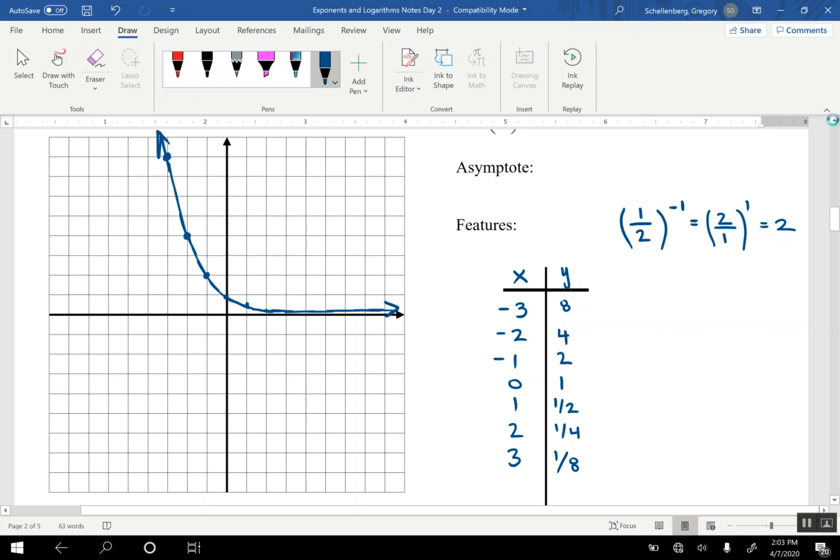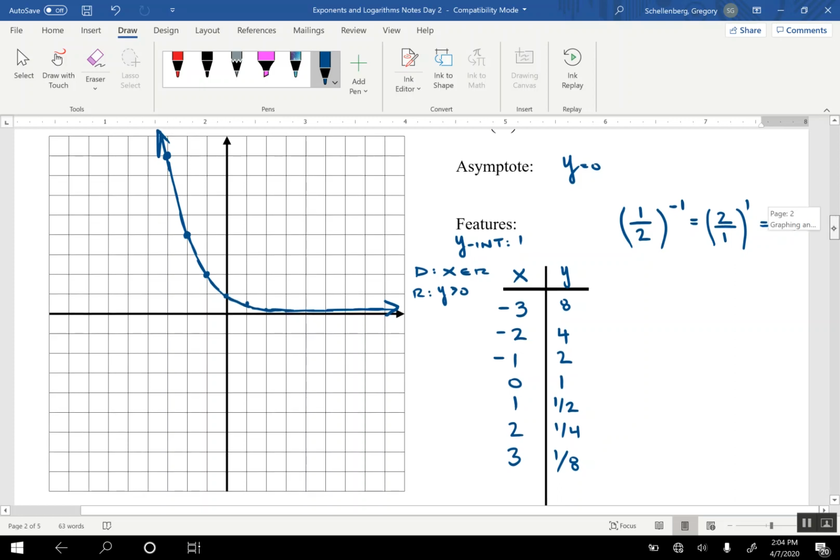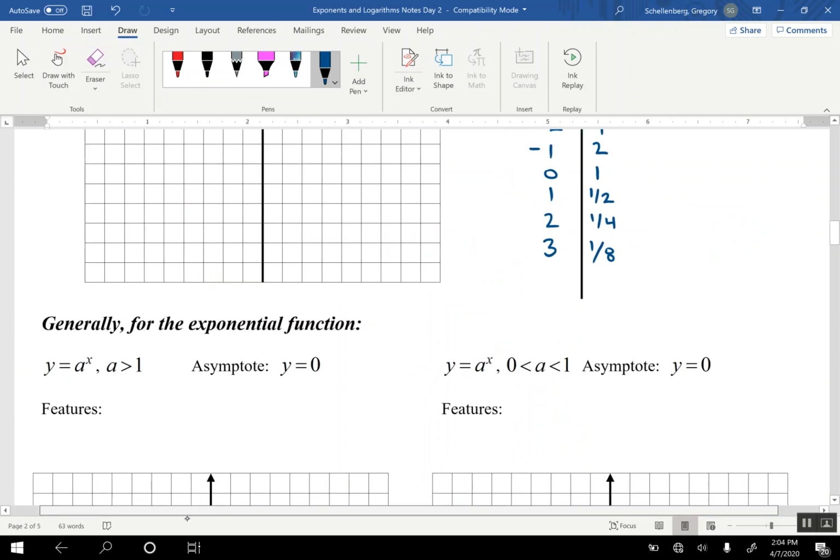Okay, the asymptote's the same, y equals 0. We've got a y-intercept of 1. The domain remains the same, and the range remains the same. So the domain is x is an element of the real numbers, range y is greater than 0. Okay, so what sort of general statement can we make about these exponential functions then?